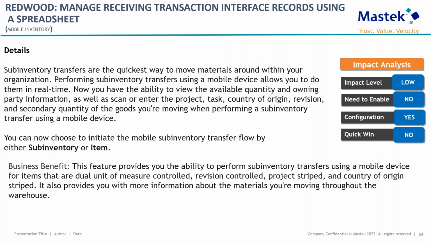It provides you the ability to perform sub-inventory transfer using a mobile device for items with dual unit of measures, or if these items are revision controlled items. So you will be able to see more information about this material. As you're moving throughout the warehouse, you will be able to see this material information more accurately.